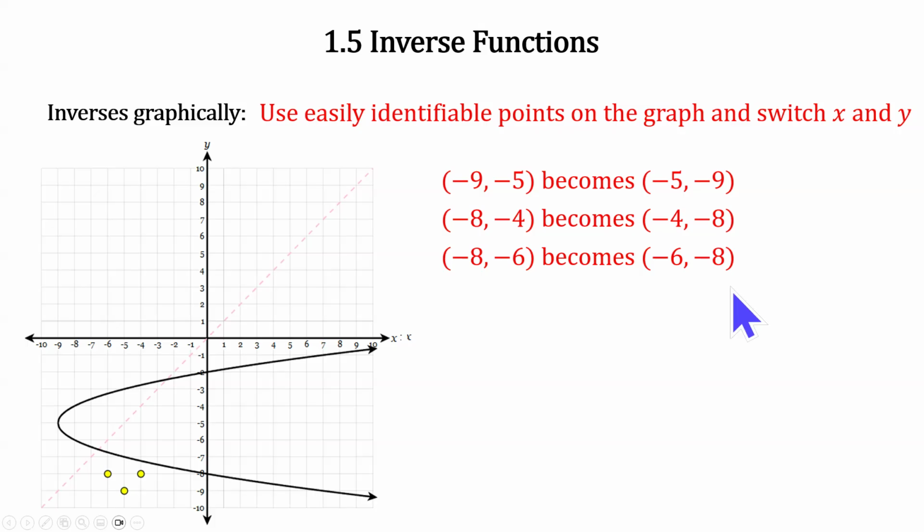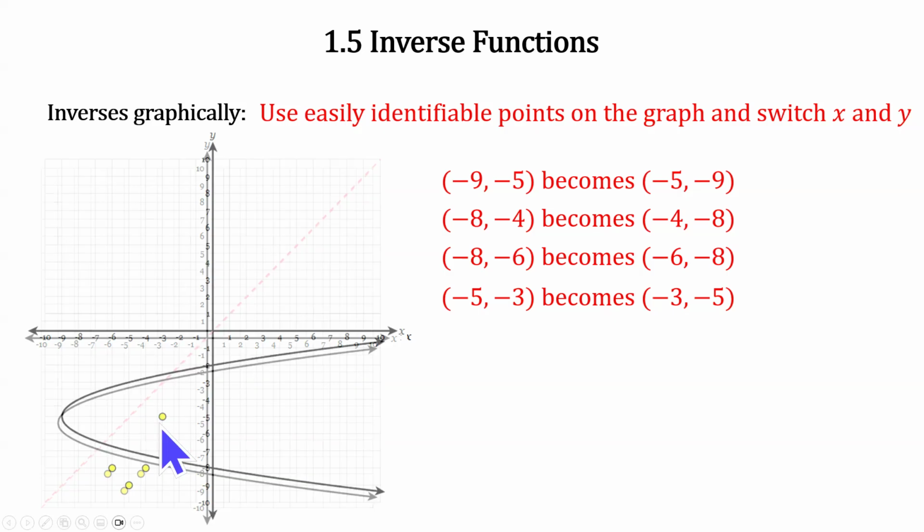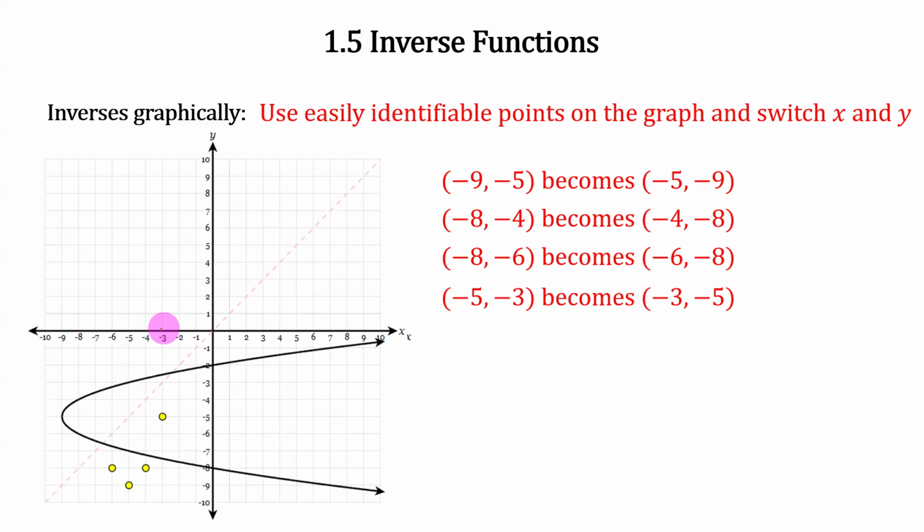What do we got next? (-5, -3) is going to become (-3, -5). And then also (-5, -7) is going to become, sorry, I forgot to change that one. That should become (-7, -5).